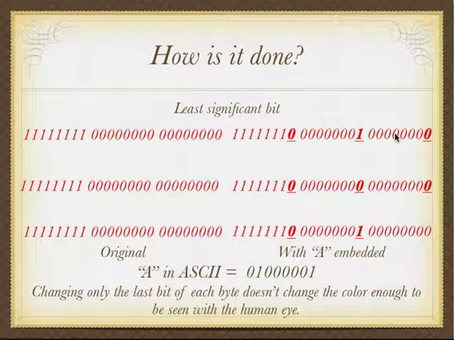Now in this second group of pixels, the A is embedded into the pixel. So this first one is changed to a 0 to correspond with the first 0 in the ASCII byte. This one here corresponds to this one, this 0 to this 0, and so on. And as you can see, changing only the last bit of each byte doesn't really change the color enough to be seen with the human eye, especially in complex pictures.